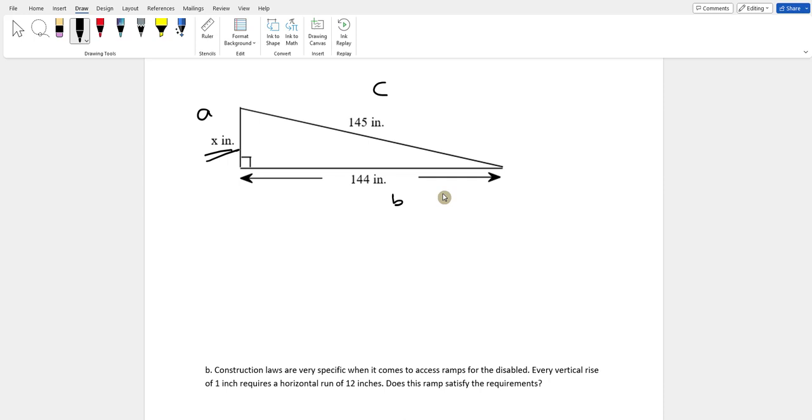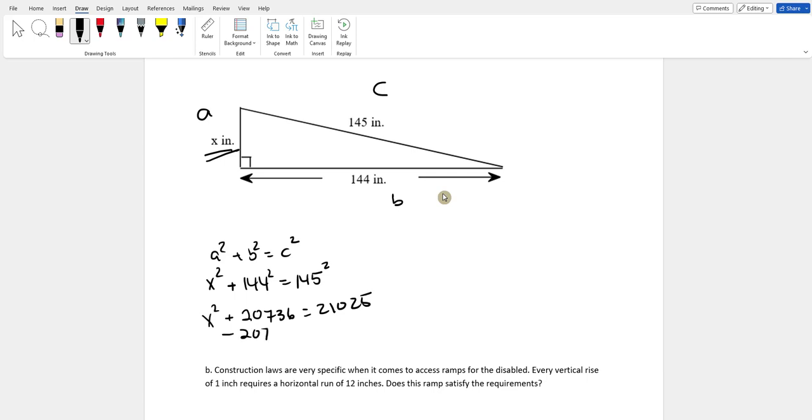So the Pythagorean theorem is a squared plus b squared equals c squared. My a in this case is x, but we're going to square it. B is going to be 144 squared, and C is 145 squared. 144 squared is 20736, and 145 squared is 21025.